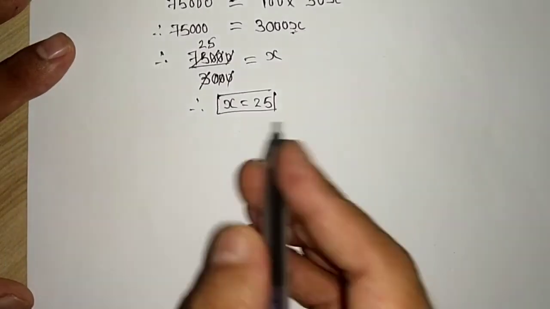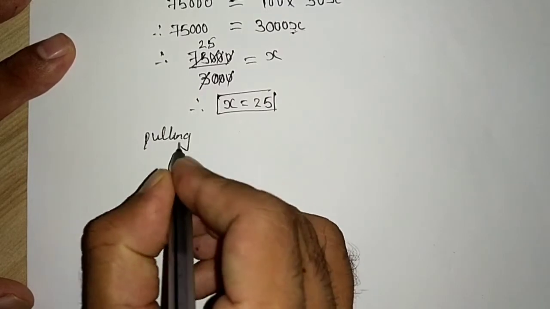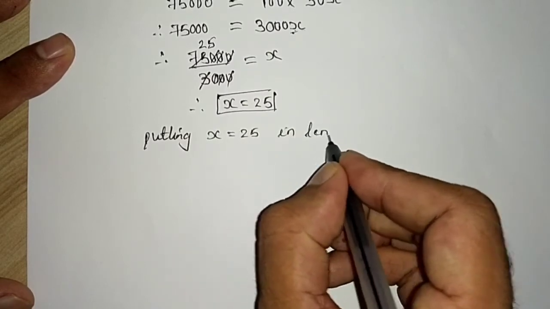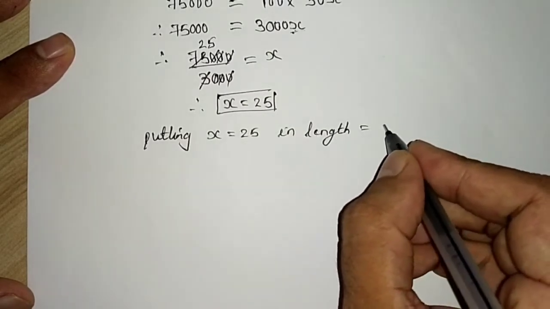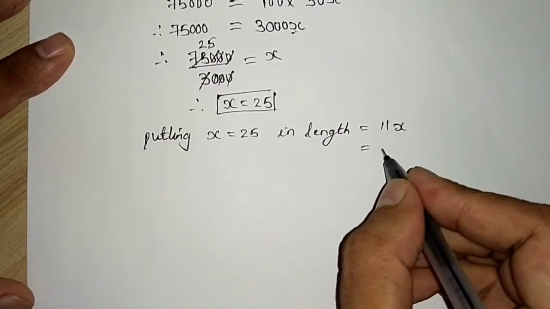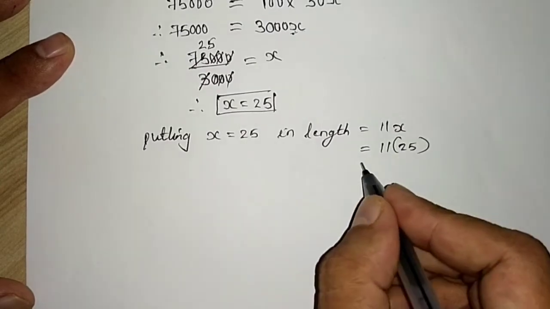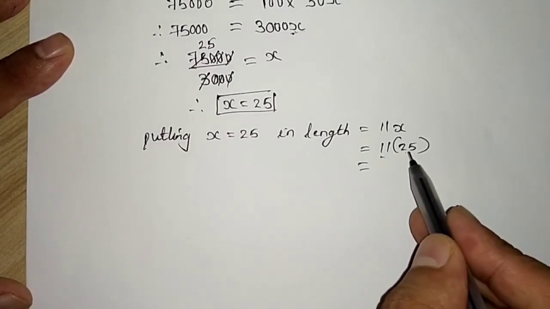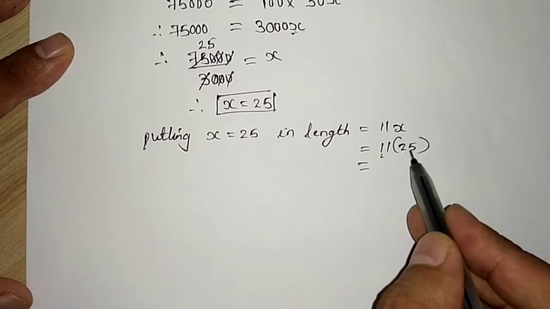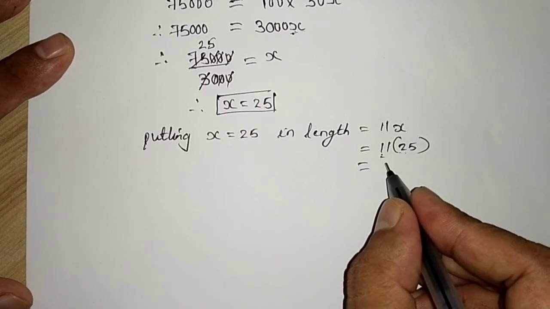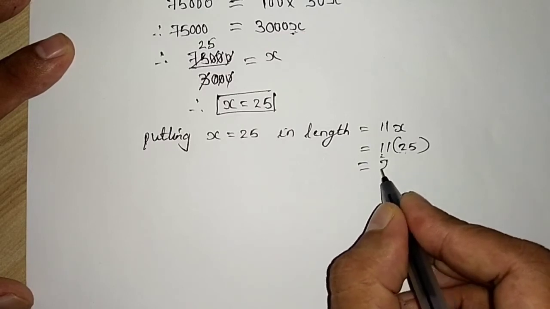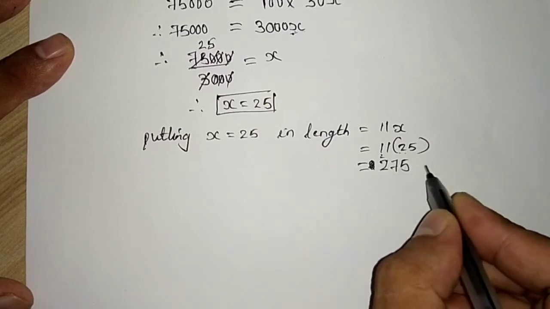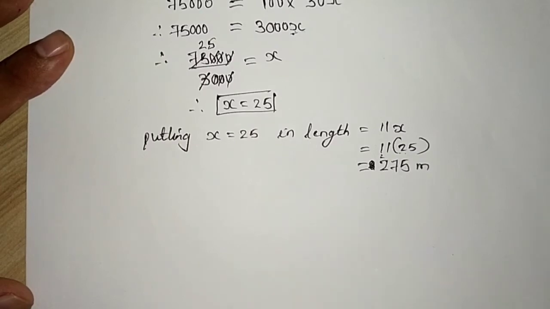Putting this value, x is equal to 25 in length is equal to 11x, we get length is equal to 11 into 25, which is 25 into 10 is 250 and 25 ones is 25. So we will get 275 meters. Sorry, it is in meters because it is length.